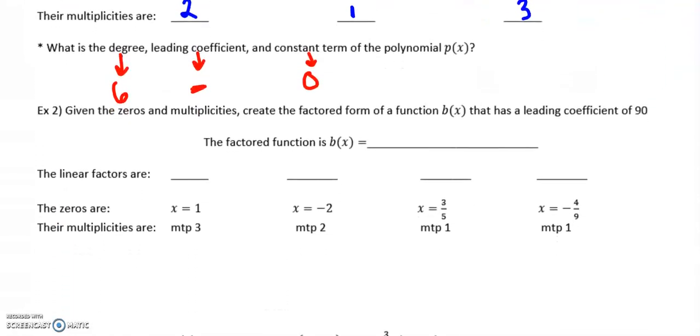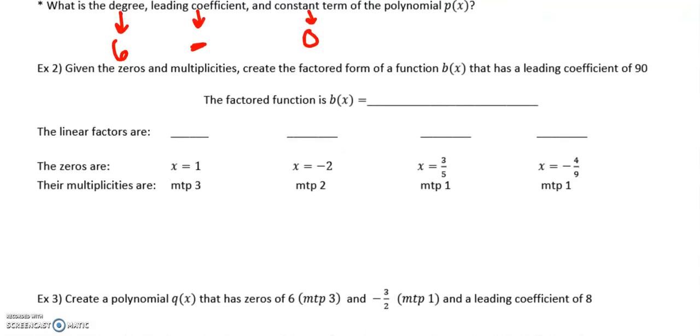Example 2. Given the zeros and multiplicities, create the factored form of a function b of x that has a leading coefficient of 90. So we're going to go backwards, and we're going to throw this extra little twist in at the end. We'll leave that leading coefficient of 90 for later. So let's go backwards from zeros to linear factors. So we're going from numbers to something that has x's.